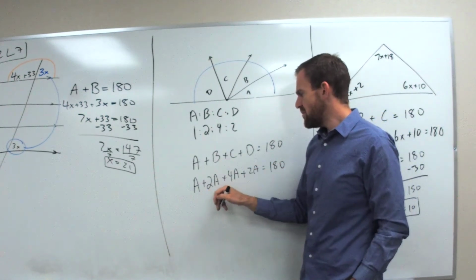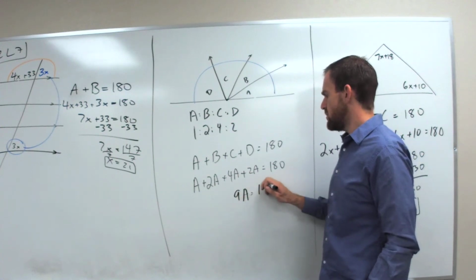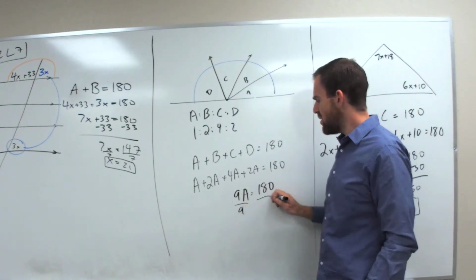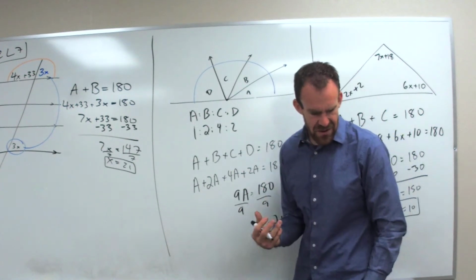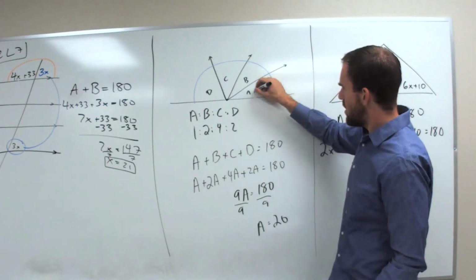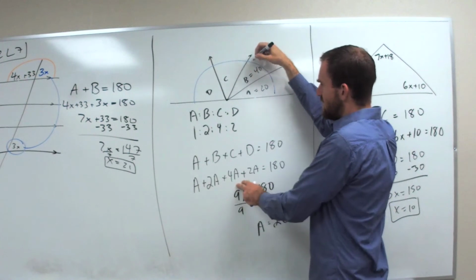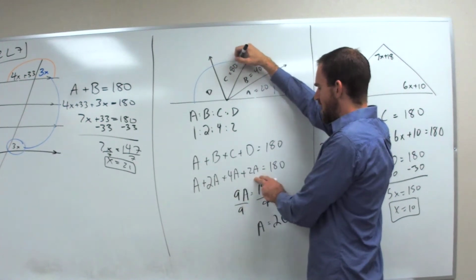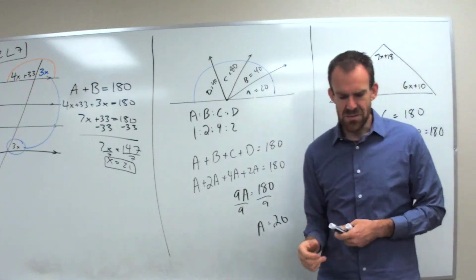From there, I have 1 plus 2 plus 4 plus 2, which is 9. And dividing by 9, showing my work painfully, A is 20. If they asked me for the measure of the other angles, I could do so. I know B is 2 times A, which is 40. I know C is 4 times A, which is 80. I know D is 2 times A, which is still 40. And that, my friends, is problem set 7.